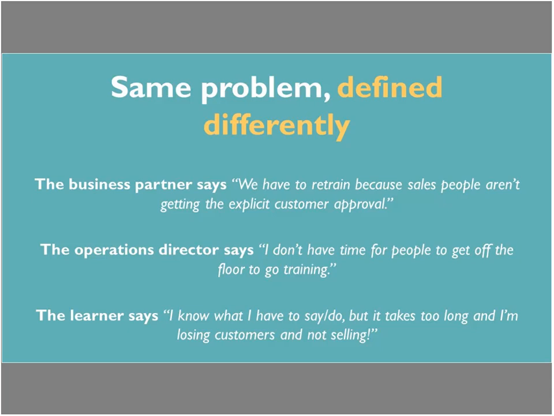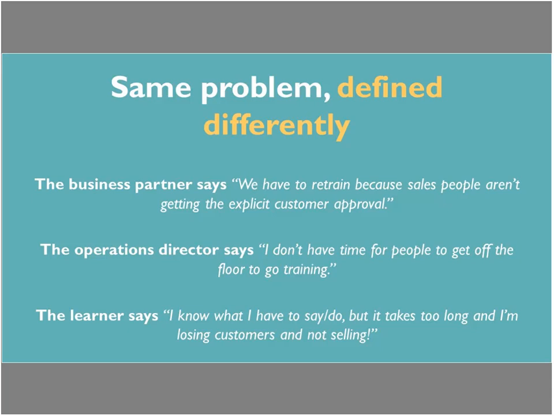You're going to talk to maybe the operations director. Maybe that's the director of the customer service center. And their problem is, I don't have time for people to go train. We are under pressure. We have numbers to meet, so I can't retrain them. And maybe the learner, the one who is actually going to be the one who's going to receive this potential training, they're going to say, it's not a training issue. I know what I have to say and do, but it takes too long, and I'm losing customers and not selling, or I'm not providing a good customer experience. So really, the problem is the same, but it's defined differently from different people.